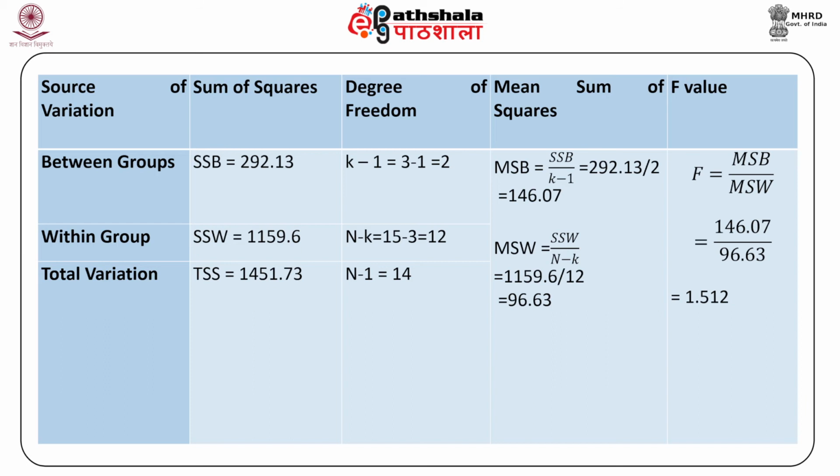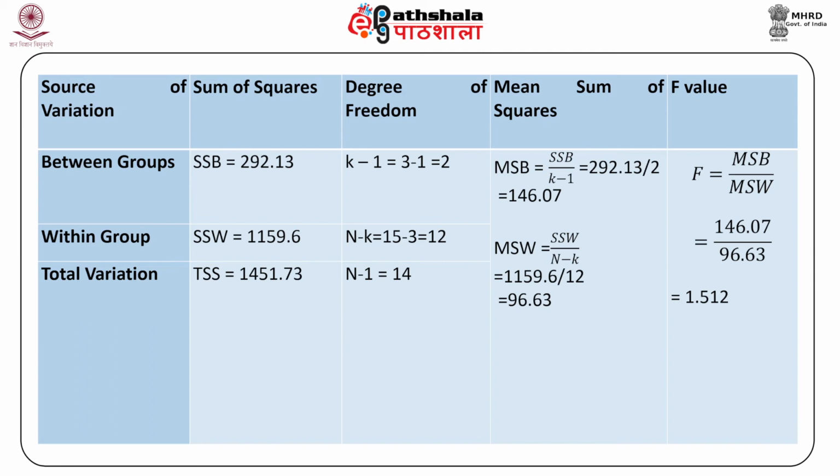Now in our next column we have calculated MSB, which is equal to SSB upon k minus 1, which is 292.13, the value in the previous cell, divided by the value in the next cell, which is 2, and this average comes out to be 146.07. Similarly, we obtain MSW by dividing 1159.6 by n minus k, which is equal to 12, and this comes out to be 96.63.